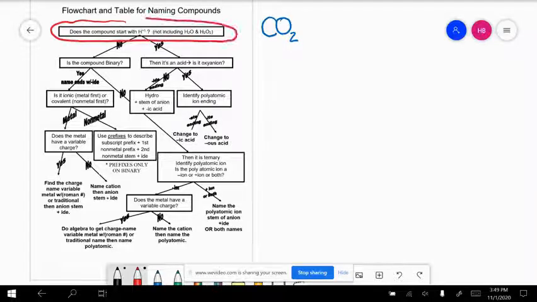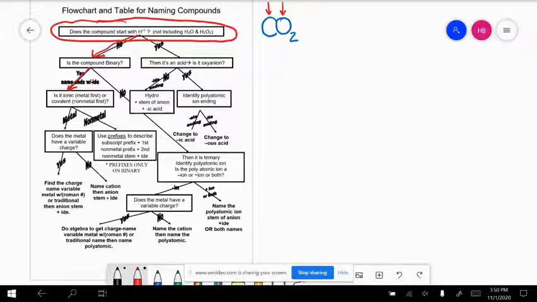So we're going to start up here with, does the compound start with H plus like we did before with ionic? It does not start with H plus. Carbon is in the first position. So we're going to go down the no route. Is the compound binary? Well, binary means two. So it's got carbon, it's got oxygen. So the answer is yes, it is binary. Doesn't matter how many carbons or how many oxygens. It's just how many different types of elements are involved.